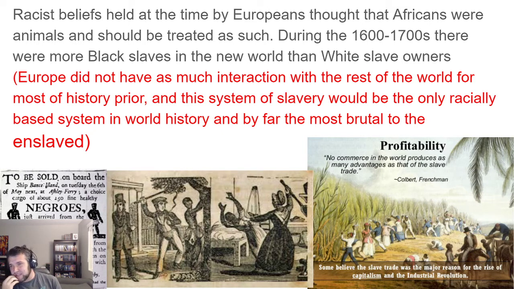Oh yeah, during this time there were more black slaves than white slave owners. Well, that was always the case, but there were actually more black people than white people, slave owners aside.